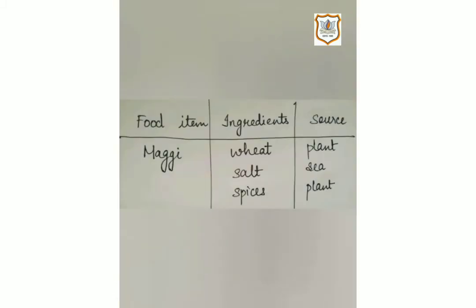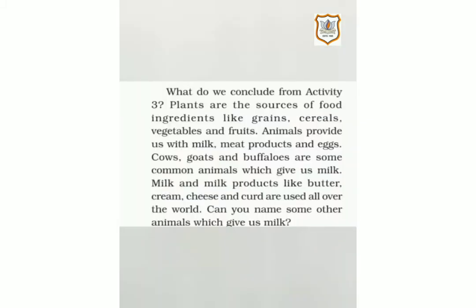Now we can take one more example as Maggi. The ingredients are wheat, which is a source of plant, salt, which is a source of sea, and spices, which is a source of plant. Okay, this was about food items and ingredients and their sources. Moving on to page number 3.